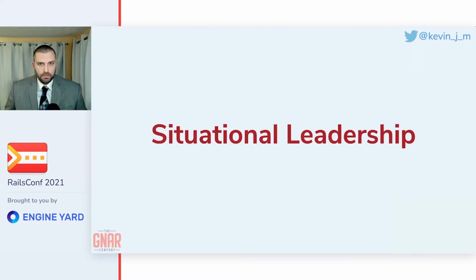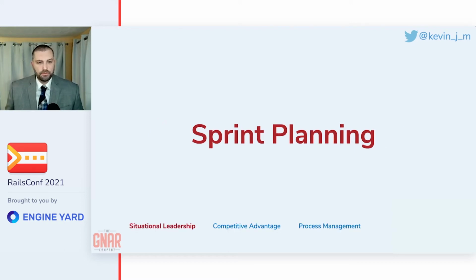Our first topic is situational leadership. Situational leadership is a model that proposes that there are 4 different styles of leadership. And we're going to discuss what each of those styles are. And while we're doing that, I want you to consider how this could be useful in sprint planning for you.